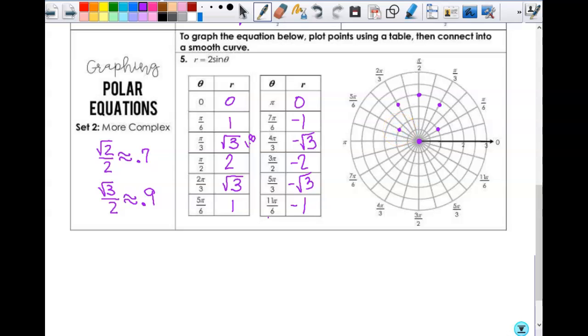Then at pi, I'm at 0. When I go to 7 pi 6, I'm at negative 1, which means I pass through the pole and end up right there. At 4 pi thirds, I'm at negative square root of 3, which means I pass through the pole and it's about 1.8. So now that I've got these negative ones, I'm just going to repeat these points, basically.